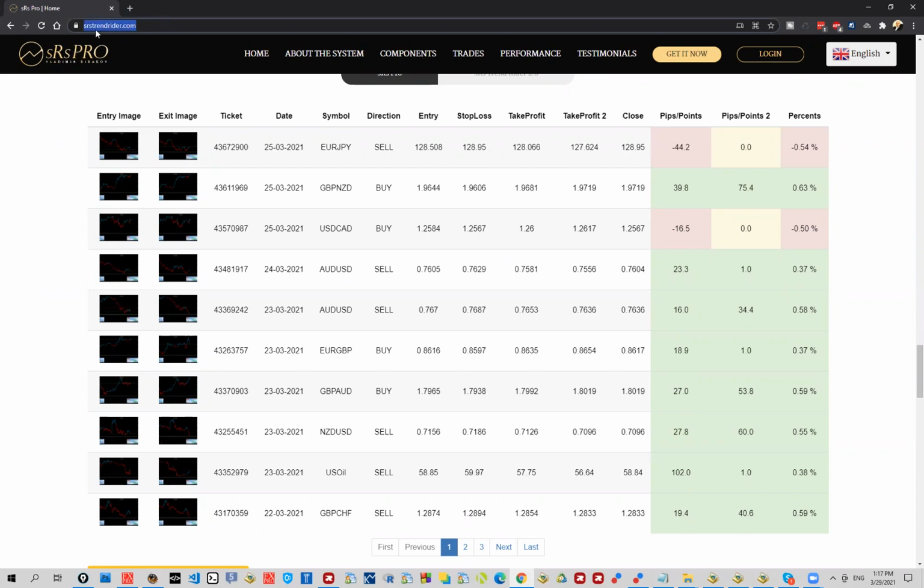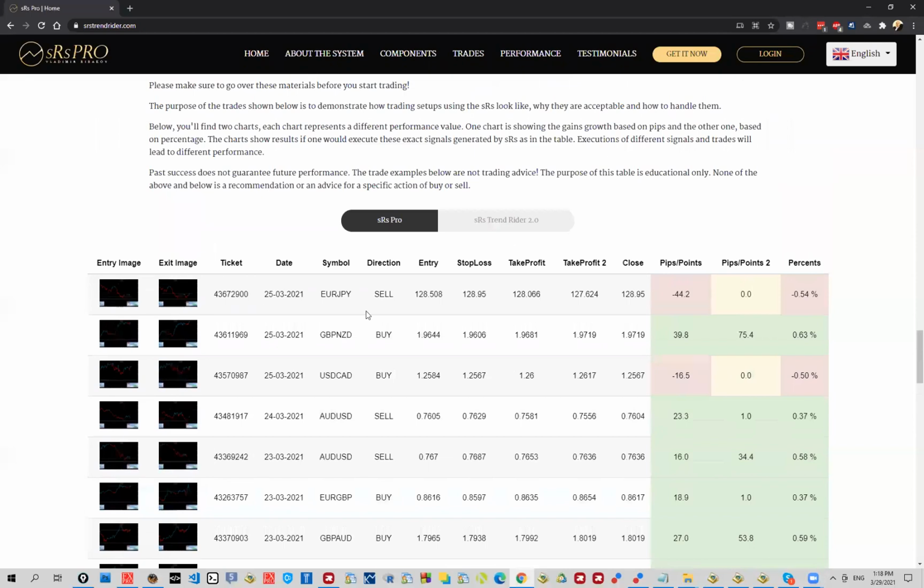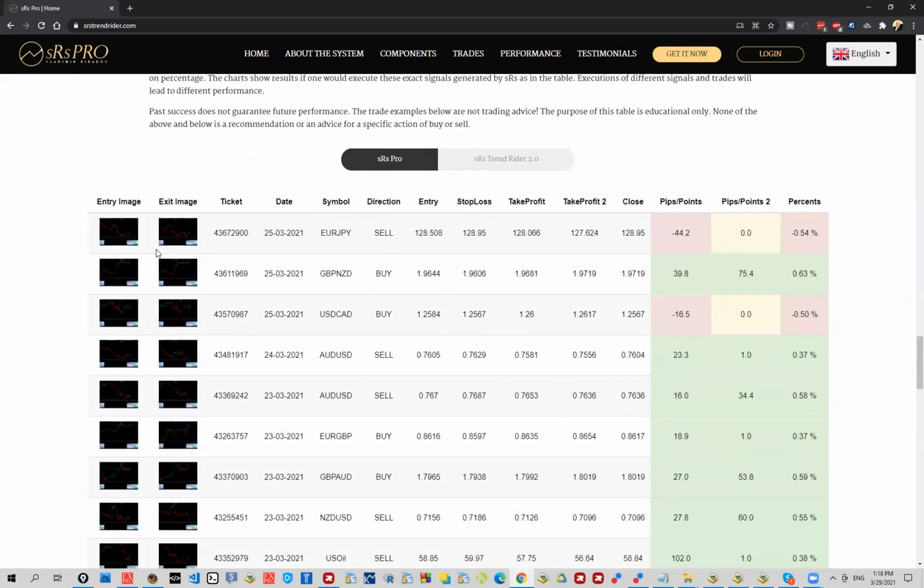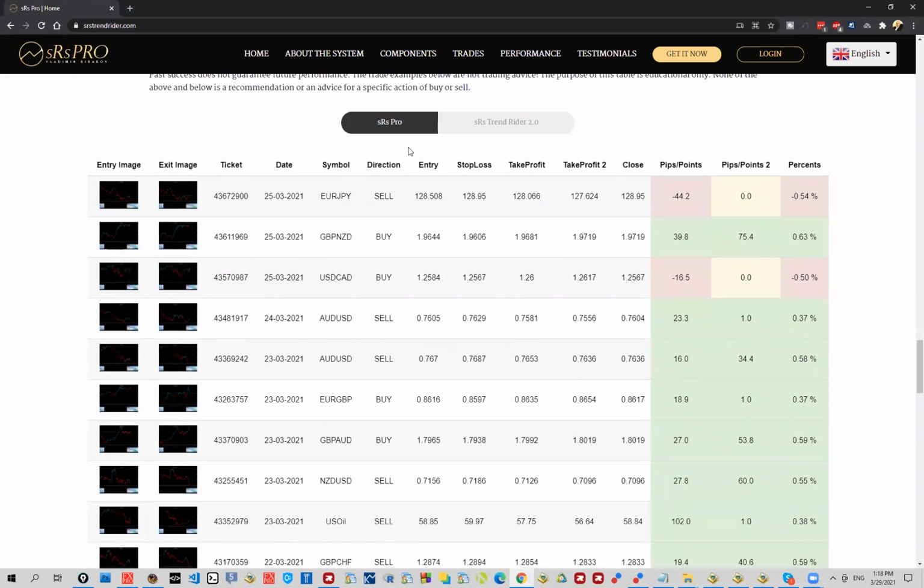I'm currently at the srstrendrider.com website, where under the performance you will be able to see these two buttons here for SRS Pro and respectively SRS Trendrider 2. Under each of these strategy names, of course, you can see the table, which contains screenshots and additional textual data.